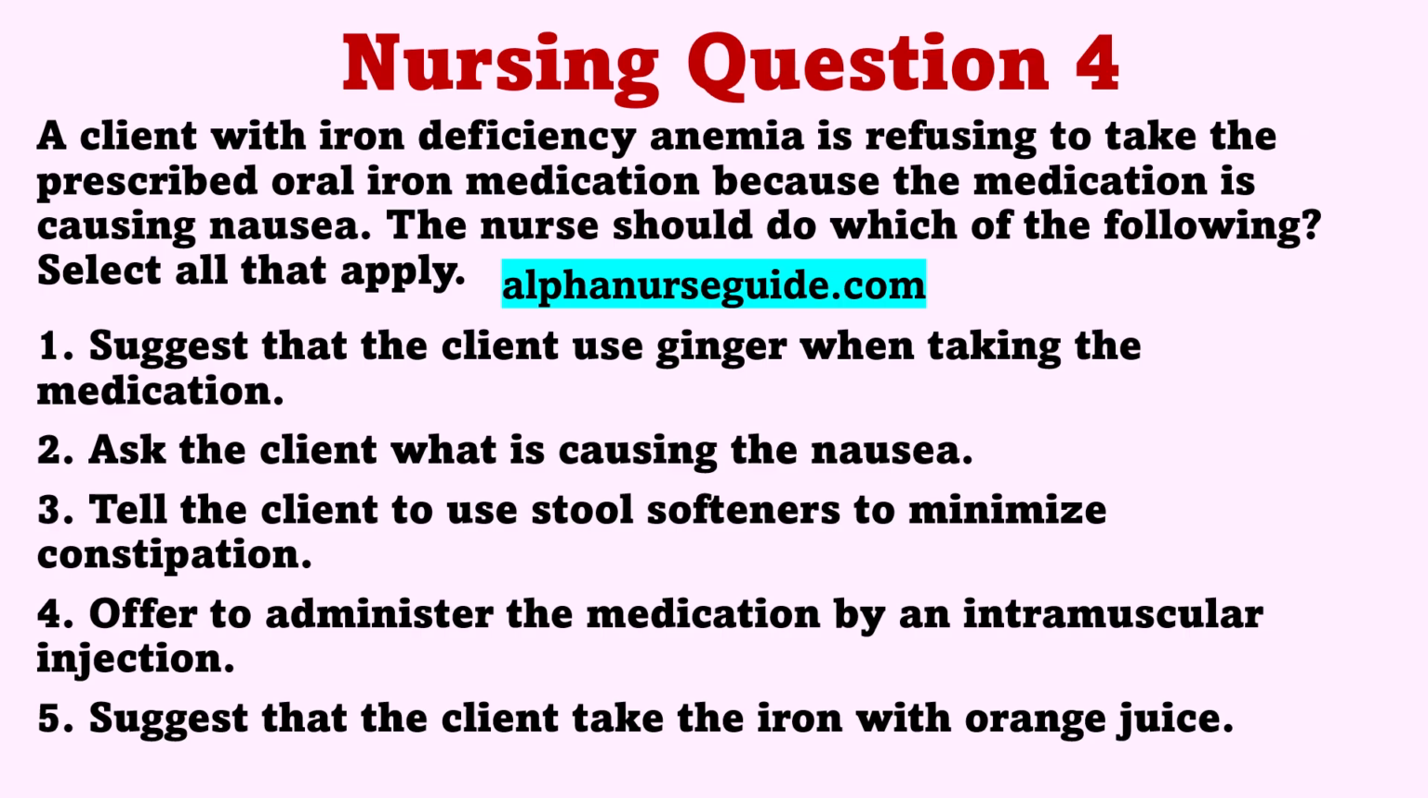Nausea and vomiting are common adverse effects of oral iron preparations. The nurse should first ask the client why the client does not want to take the oral medication, and then suggest ways to decrease the nausea and vomiting. Ginger may help minimize the nausea, and the client can try this remedy and evaluate its effectiveness. Iron should be taken on an empty stomach, but can be taken with orange juice. The client can evaluate if this helps the nausea.